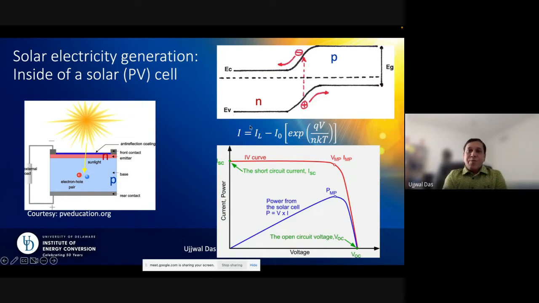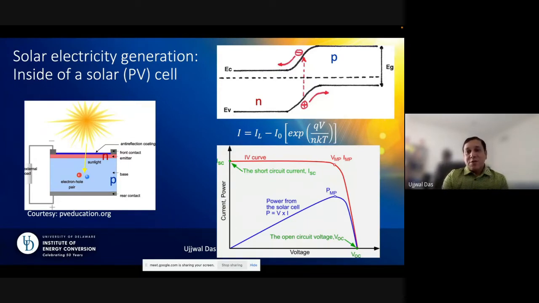So to describe a solar cell, a simple equation is this one: the current is equal to the light generated current minus some loss in current due to transport. That is an important contributor to think about how we design our solar cell to work more effectively.